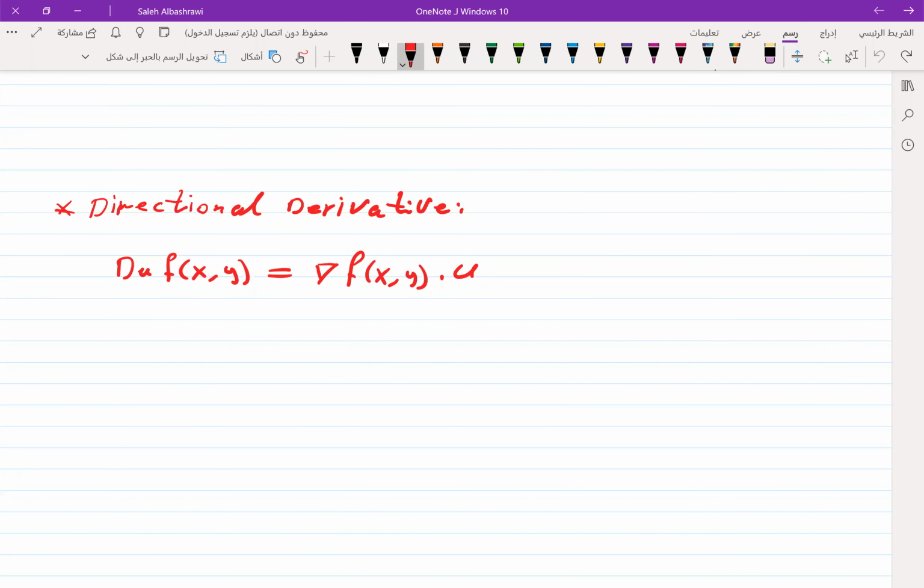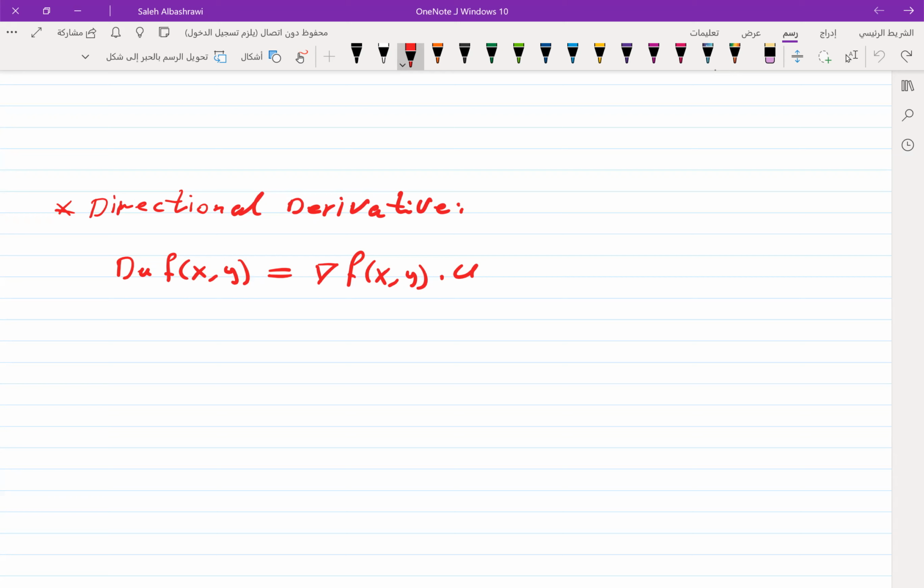بسم الله الرحمن الرحيم. We are still speaking about this topic, which is the gradient and directional derivative of a scalar field. Last time we spoke about the directional derivative, and we said that the directional derivative D_u f of x y is equal to the gradient of the scalar function f of x y, dot product with the unit vector u. Today we are going to speak about the maximum and minimum value of the directional derivative.